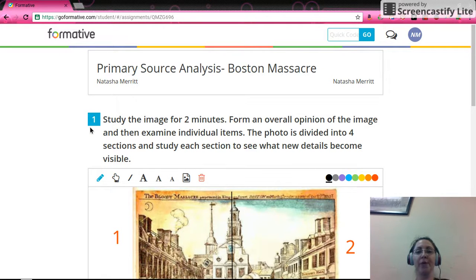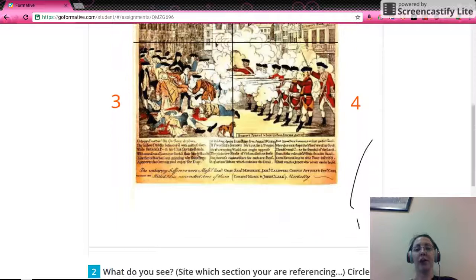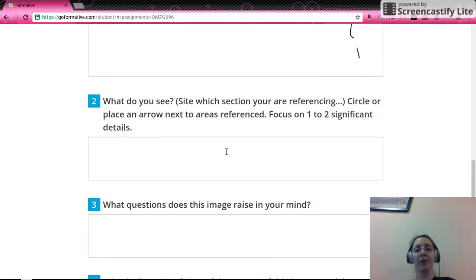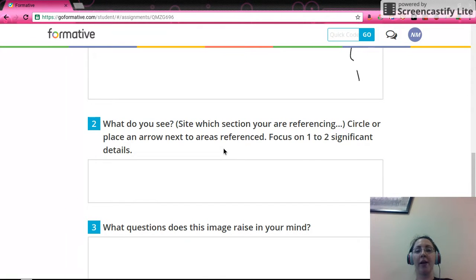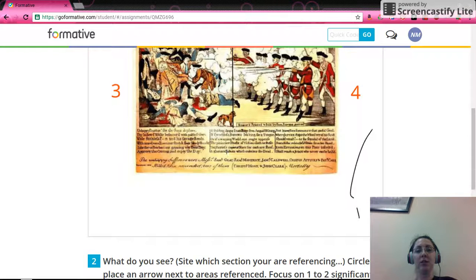The photo is divided into 4 sections. We're going to study each section to see what new details become visible. On this document, we have provided you areas where you can record your answers. So question 2 is, what do you see? This is where you record it. For time's sake, I will not be typing out my answers. I will just be speaking them. As I identify, I will circle or place an arrow next to the areas I'm referencing.